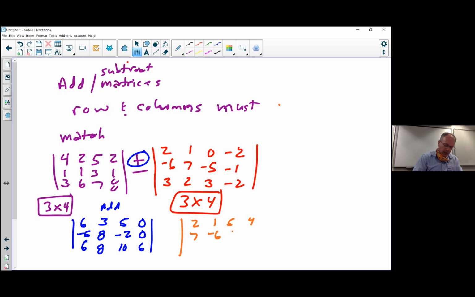3 minus minus 5 is 8. 1 minus minus 1 is 2. 3 minus 3 is 0. 6 minus 2 is 4. 7 minus 3 is 4. 8 minus minus 2 is this. So this would be the subtracting of our matrices. The main thing about our matrices is if you add or subtract, you have to have the same number of rows and columns. So the dimensions of the matrices have to be the same.